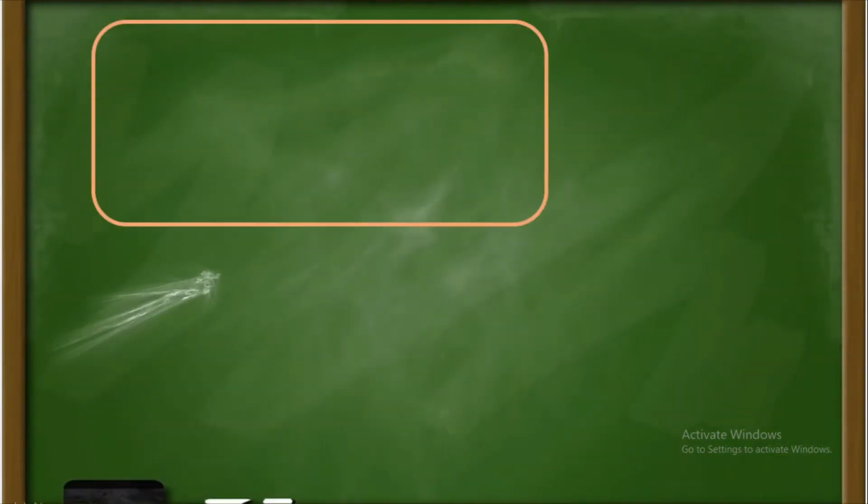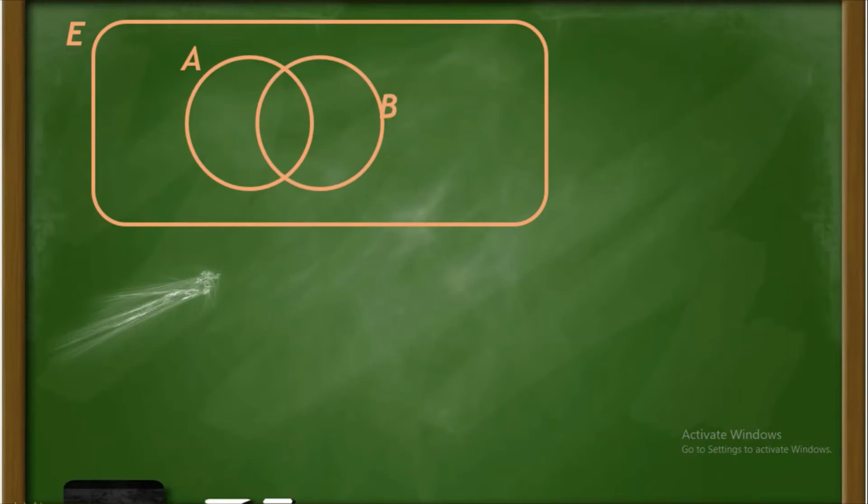Okay, from this figure, we have the universal set E, and we have set A, and we have set B. From the problem, numbers 1, 3, and 5 lie in both sets. So, we place them in the overlapping region of the two circles.